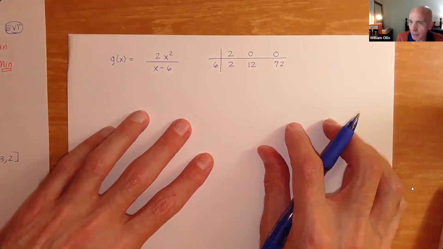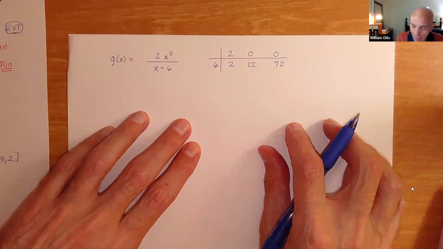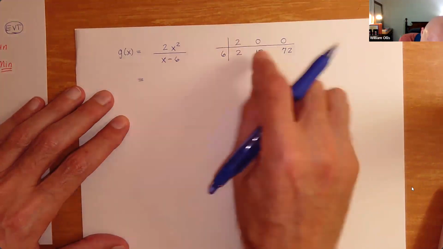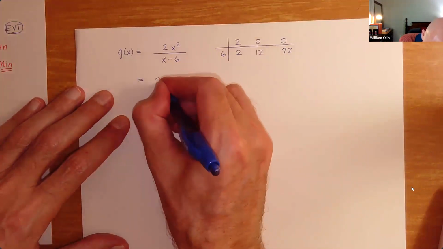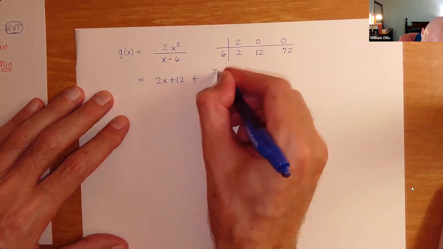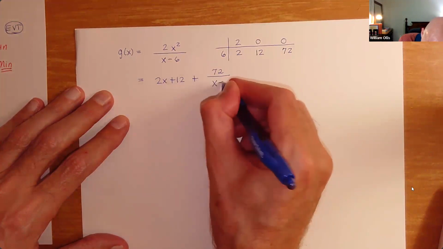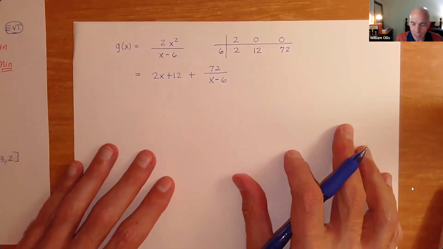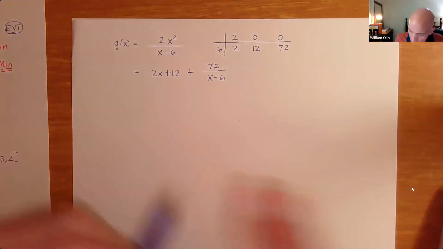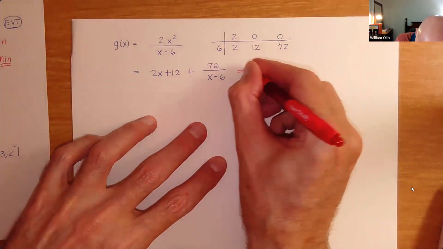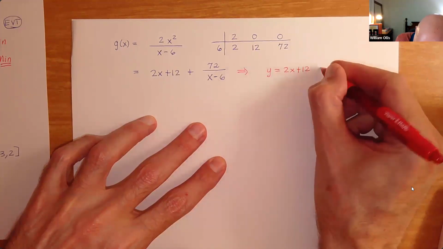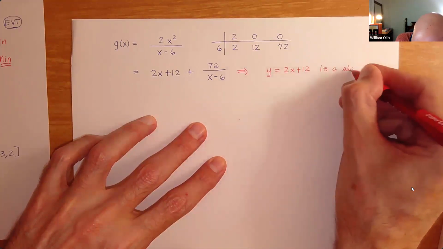certainly don't get what we consider to be a 0 in this case. But notice now, this is the reduced form. So we get 2x plus 12 plus 72 divided by x minus 6. So this is just using synthetic division to give us the slant asymptote, so to speak. So this would imply y equals 2x plus 12 is a slant asymptote.